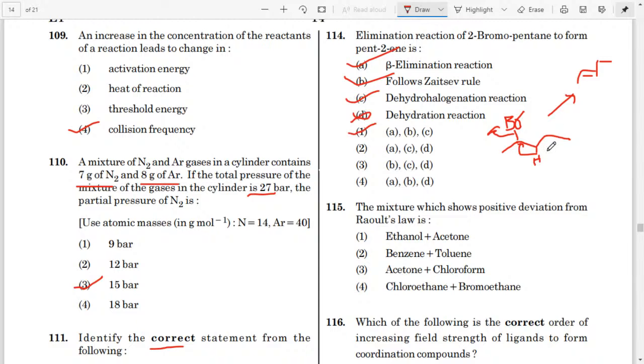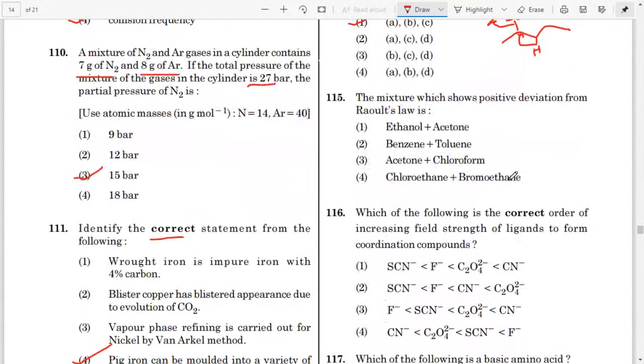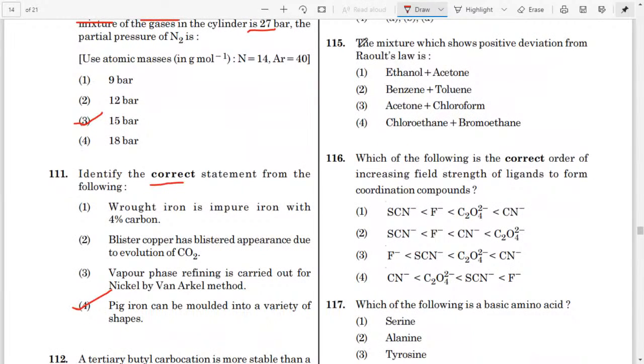So minus HBr, so beta elimination reaction. Yes. Follows Zaitsev's rule and dehydrohalogenation reaction. So option number 1 is the correct option, students. Next, question number 115. The mixture which shows positive deviation from Raoult's law is ethanol plus acetone. Option number 1 is the correct option, students.